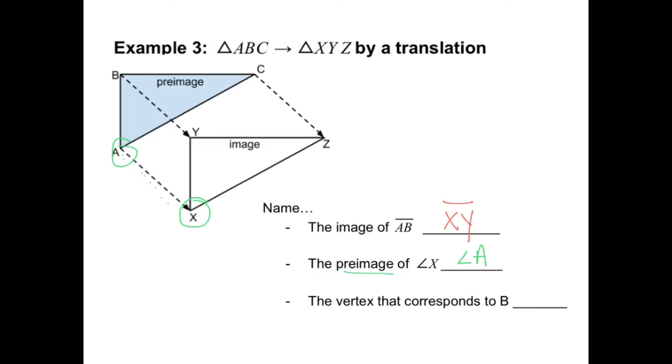And then the last one, the vertex that corresponds to B. Vertex is just a point, so it's not an angle. We're just referring to that point of intersection. The point that corresponds to that would be Y. And since it is a vertex, it is just getting the letter, no symbol goes with that.